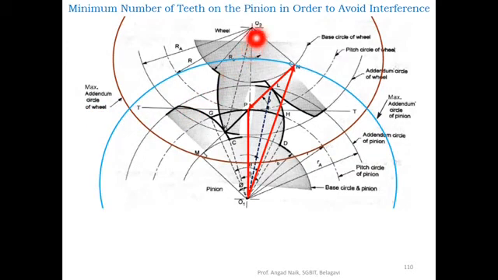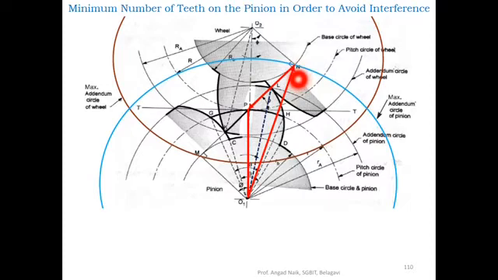The line joining O1 and O2 is the center distance between wheel and pinion. The pitch circles of wheel and pinion touch at point P. This is called the pitch point, or the common point between the two pitch circles. The base circle of the wheel is here, the base circle of the pinion is here. So the line MN is the common tangent between the two base circles.